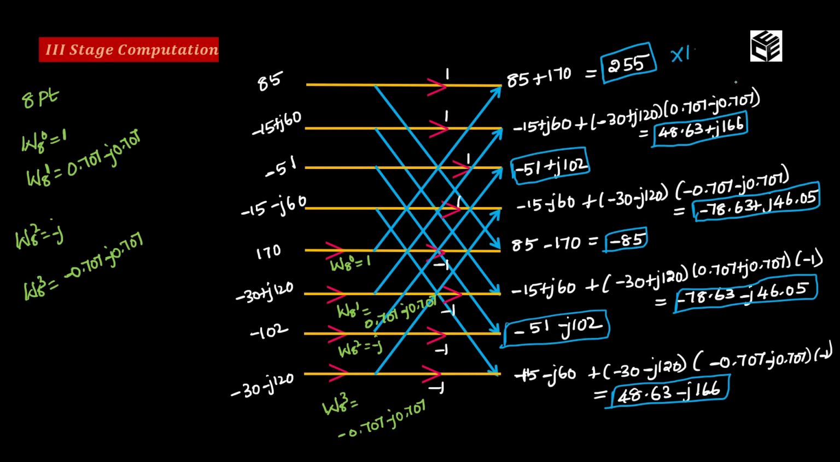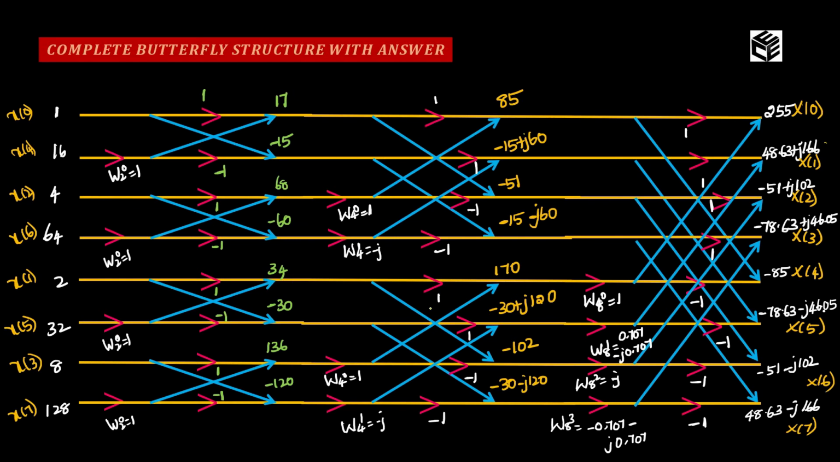As you know, output is in normal order. So I can write like this: x of 0, x of 1, x of 2, x of 3, x of 4, x of 5, x of 6 and x of 7. So this is how we will represent the overall butterfly structure with all the inputs as well as the output. Okay. So this is the final answer of x of k. You can consolidate this and write within a bracket. Okay. So that's all about performing DFT using DIT FFT algorithm.